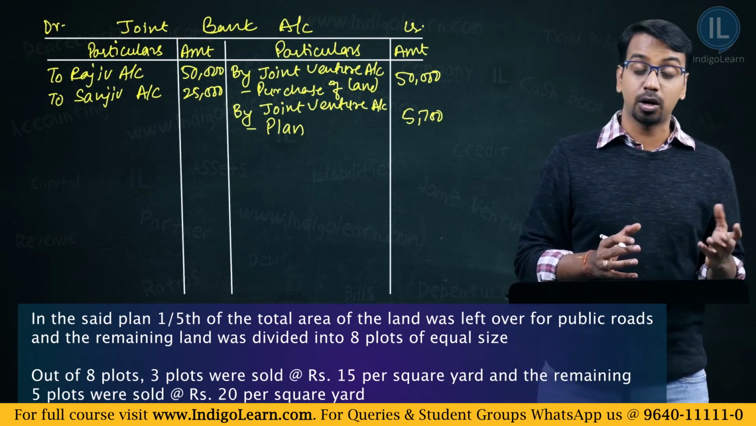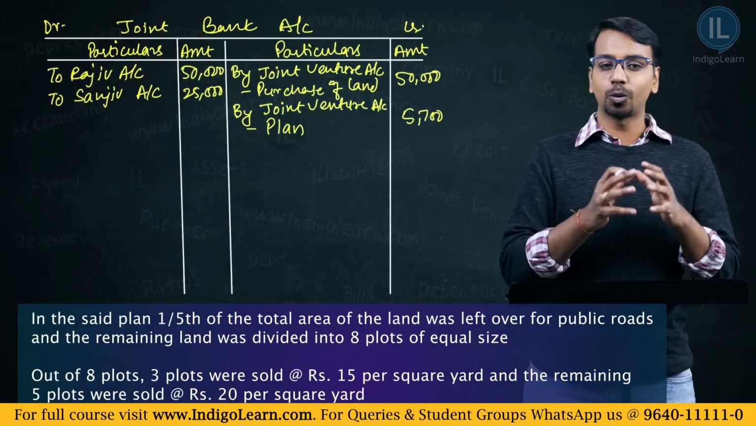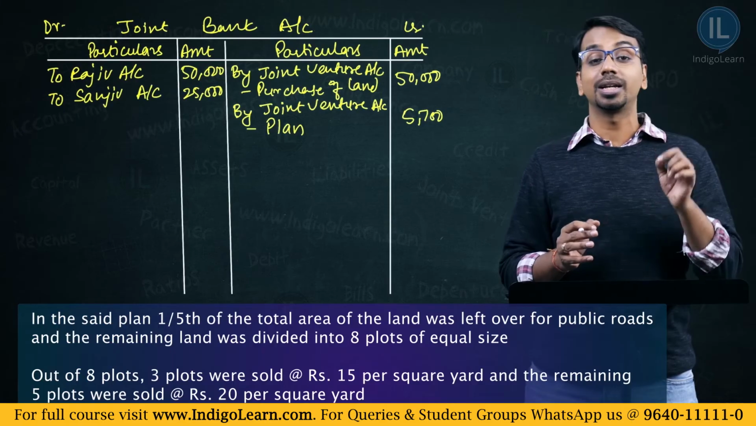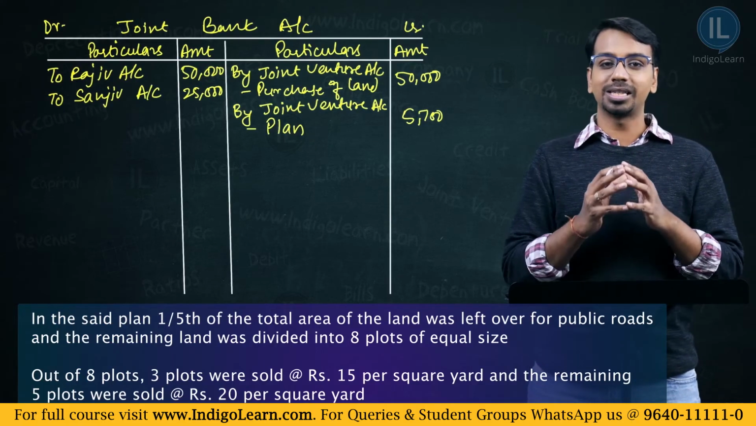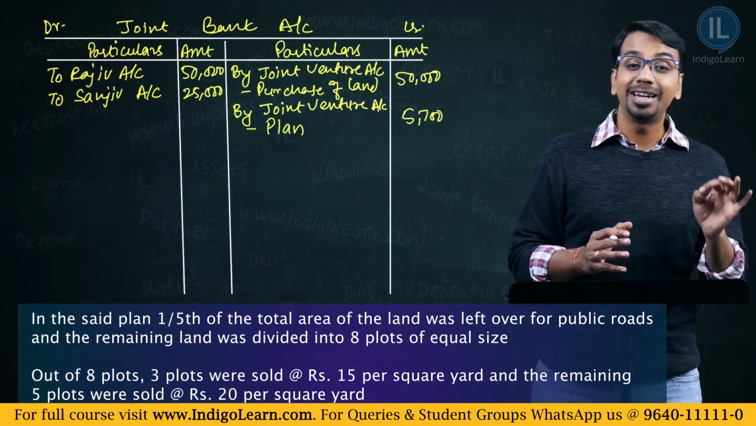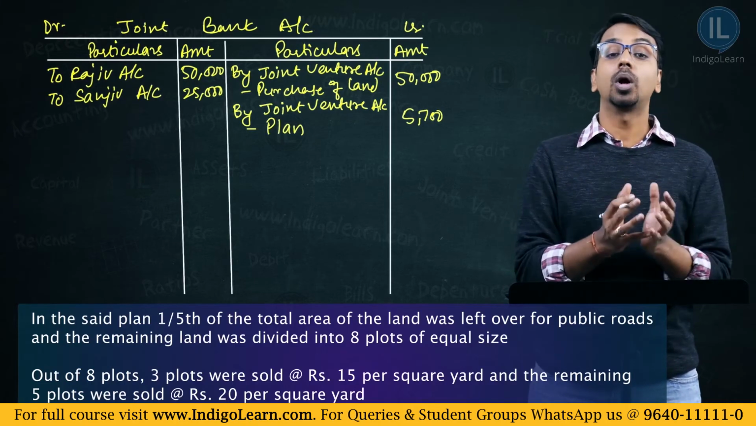How many plots? 3 plots. 20 per square yard. How many plots? 5 plots. So what was the total sales value? We have already computed it as a part of our working note number 2. So the total sale value we found out was 72,500.